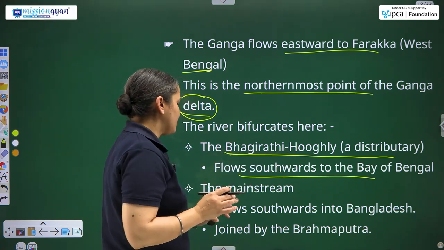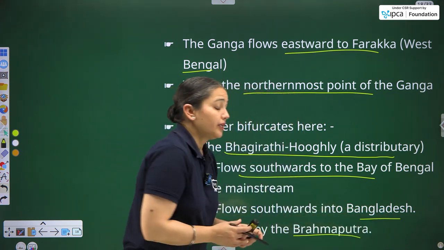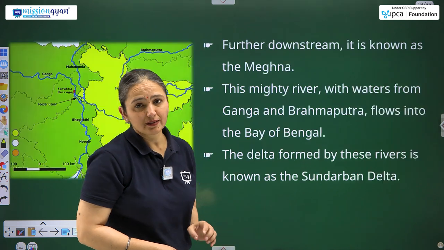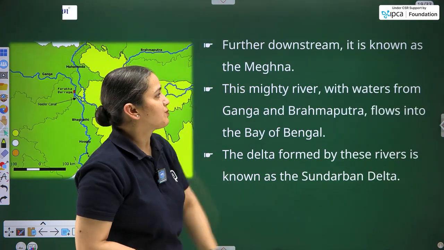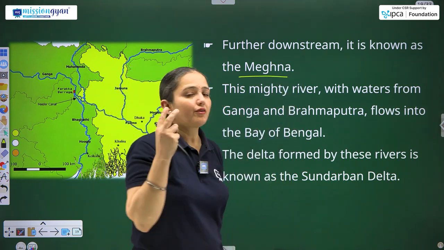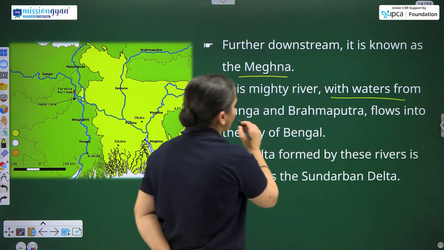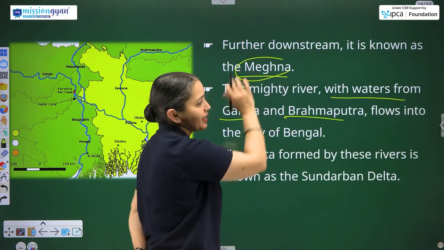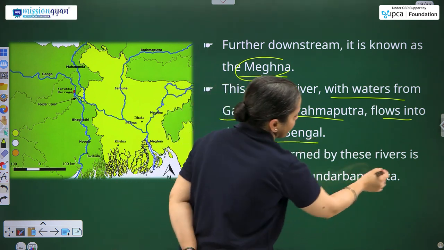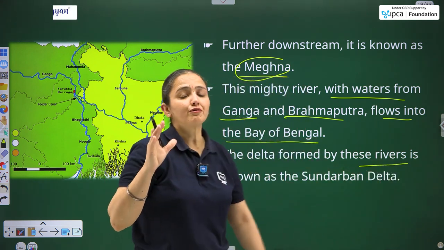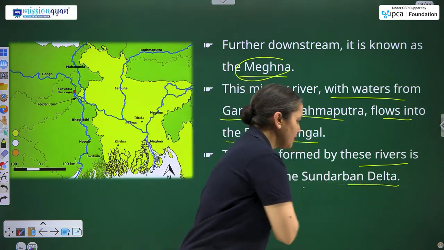towards the Hooghly, the other flows southwards into Bangladesh, joined by the Brahmaputra, and combinedly they are known as Meghna, or they have their combined name as Meghna. So further downstream, it is known as the Meghna, the combined river, Ganga and Brahmaputra. This mighty river with waters from Ganga and Brahmaputra, we are talking about the Meghna itself, flows into the Bay of Bengal, and the delta formed by these rivers is one of the largest, actually to be considered as the largest delta of the world as well, the Sundarban Delta.